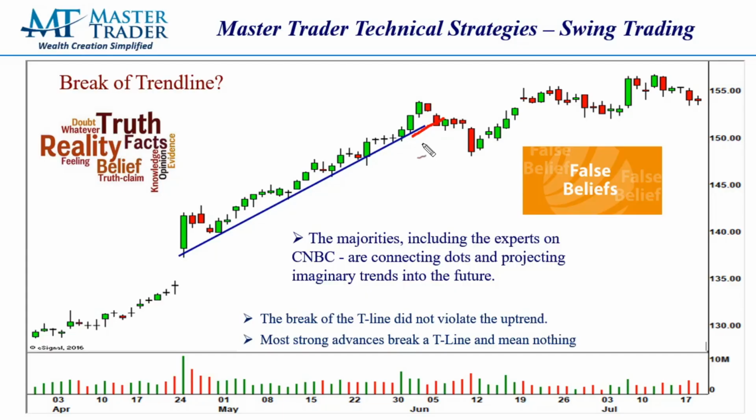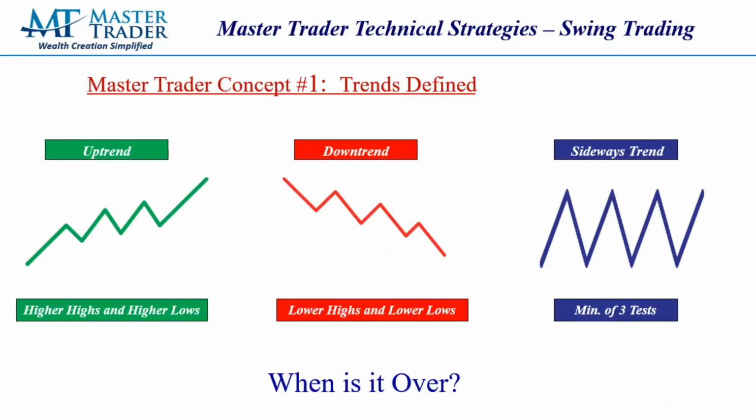So we have to get beyond all this, and that's why we had to explain why not. Define a trend. Well, it's really rather simple. An uptrend is defined by higher highs and higher lows. And we don't need any indicators or magical tools to determine that. We simply look at the highs and the lows.